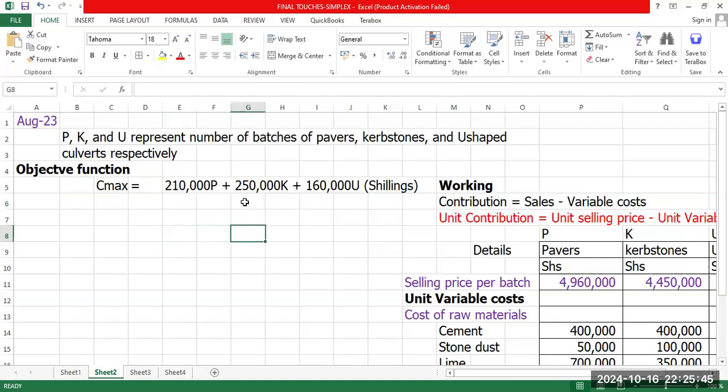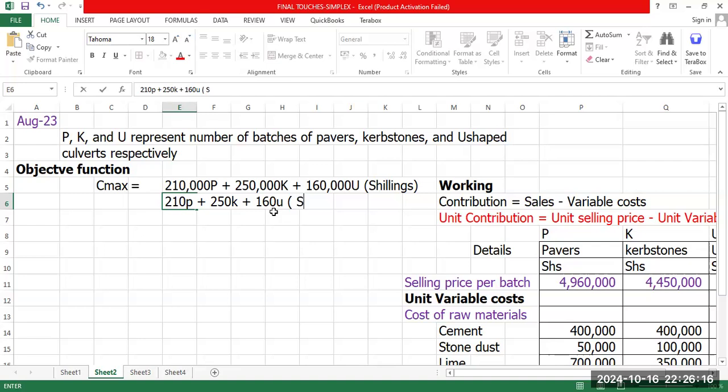If you want to drop 3 zeros, you just write 10P. But in an exam, you choose one. Dropping 3 zeros can save your time. Don't write this and again you go ahead and do this. No, choose one. Otherwise, you'll be wasting your time for nothing. So this is shillings in 1,000.